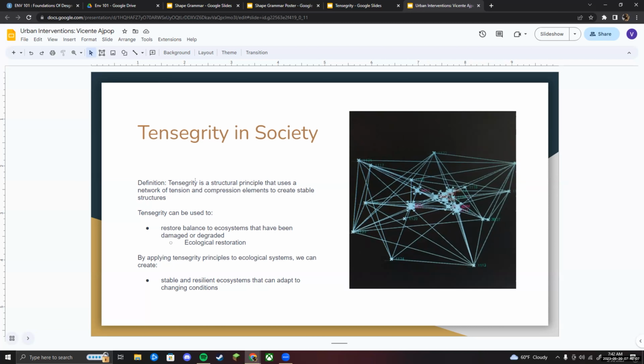So the definition of tensegrity is a structural principle. Like I said before, tensegrity can be used to restore balance to ecosystems that have been damaged or degraded. By applying tensegrity principles to ecological systems, we can create stable and resilient ecosystems that can adapt to changing conditions.